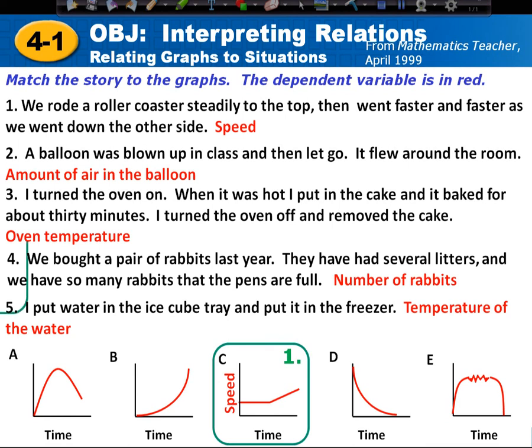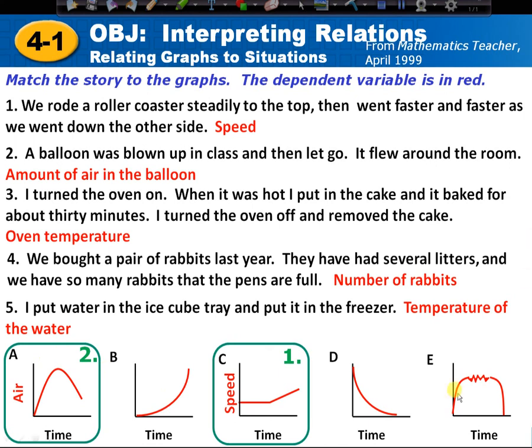Number 2 is A, because it's talking about the air. As the balloon is being blown up, the air in the balloon is going up. And then it says, then it was let go. So then the air in the balloon is going to quickly go down. So number 2 is A. Please make sure if you don't have A, that you write the correct answer.